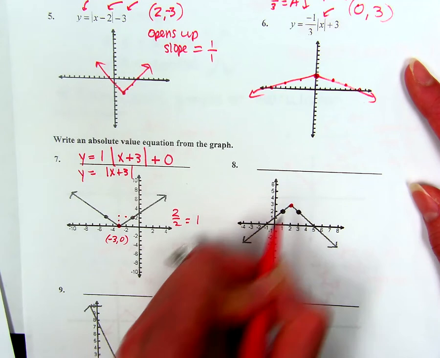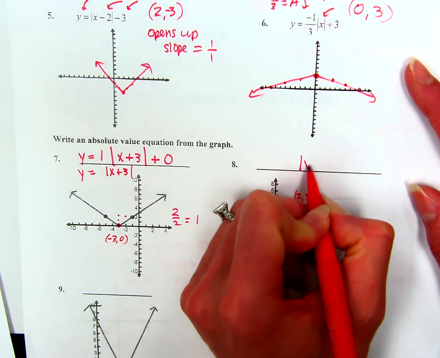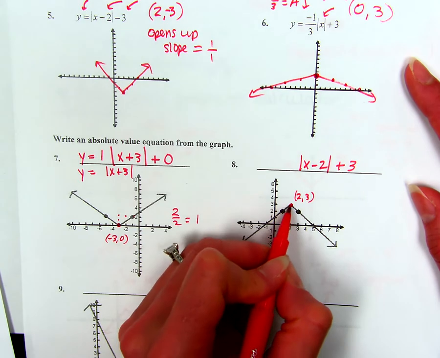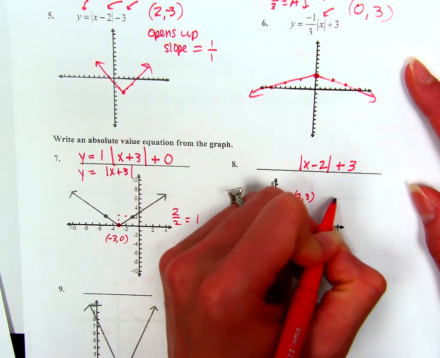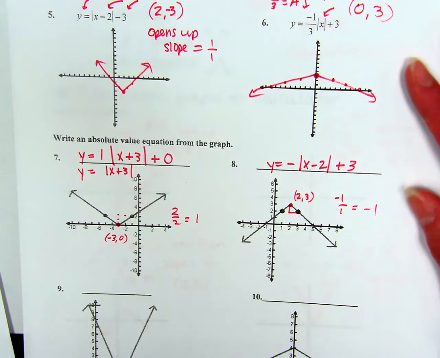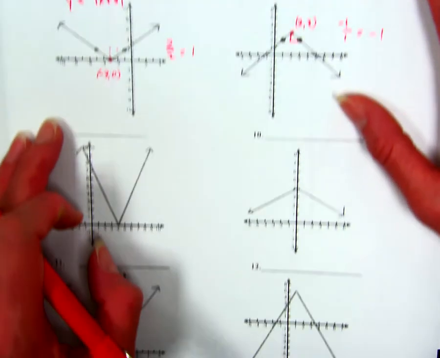All right, so on number 8, we're going to find our vertex first. It's 2, 3. So I know it's absolute value of x minus 2, then plus 3. And then I just need to figure out my slope. Since it goes down 1 over 1, my slope is negative 1 over 1, which is negative 1. So I'm just going to put a negative sign there. And you know that that represents negative 1. Okay, so we're just going to keep going.